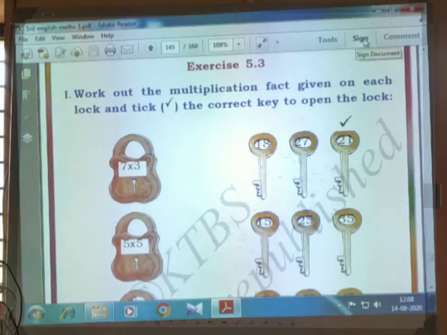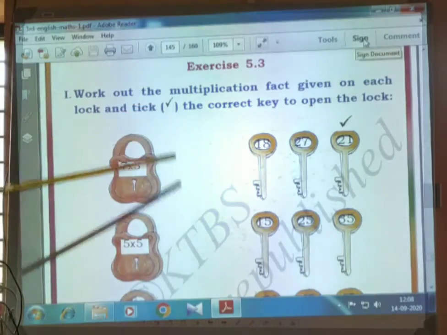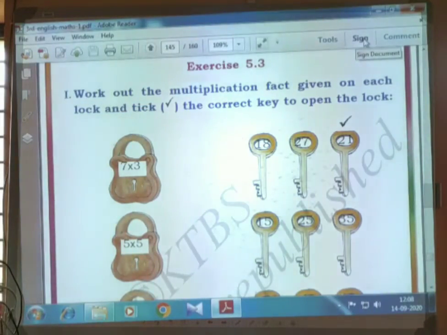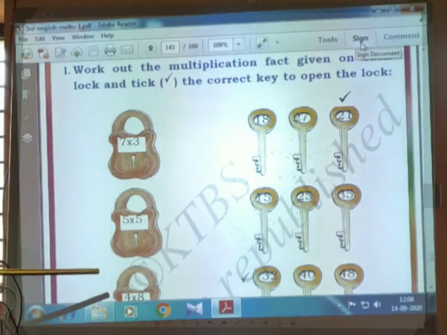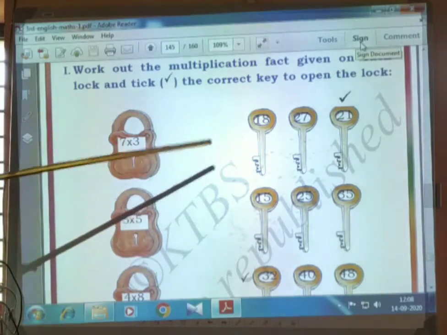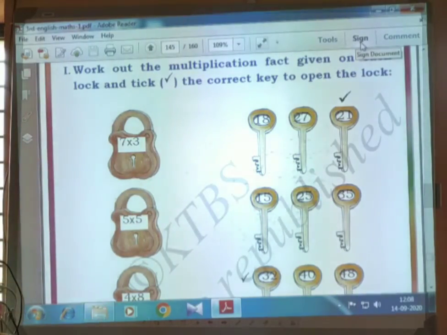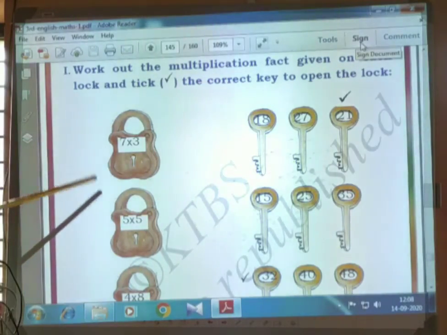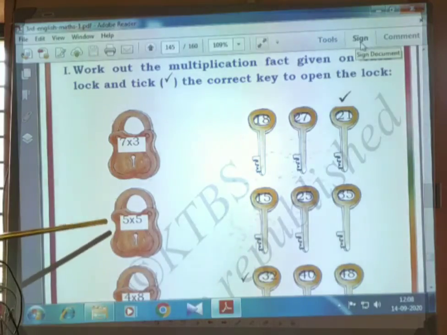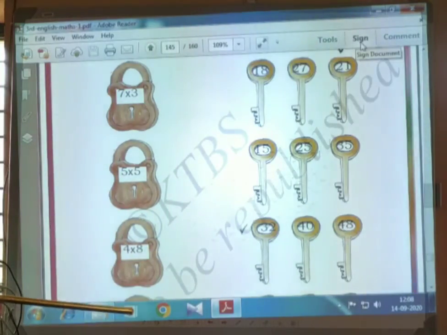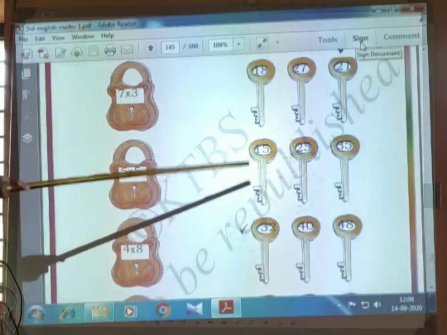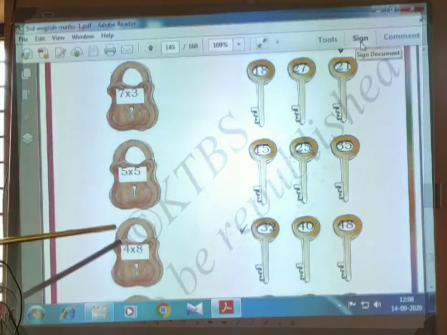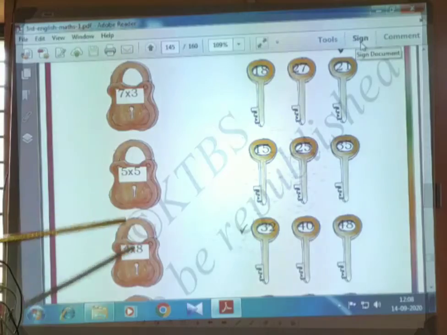Work out the multiplication fact given on each. Look and tick right mark the correct key to open the lock. Okay. Here multiplication, some numbers are there, and here answer. 7 into 3 is 21. Okay. Out of these 3, which is the correct answer for 7 into 3? This one. 5 into 5 is 25. Here 3 keys are there, 15, 25, 35. Then 5 5 is 25. This is the answer for 5 into 5.